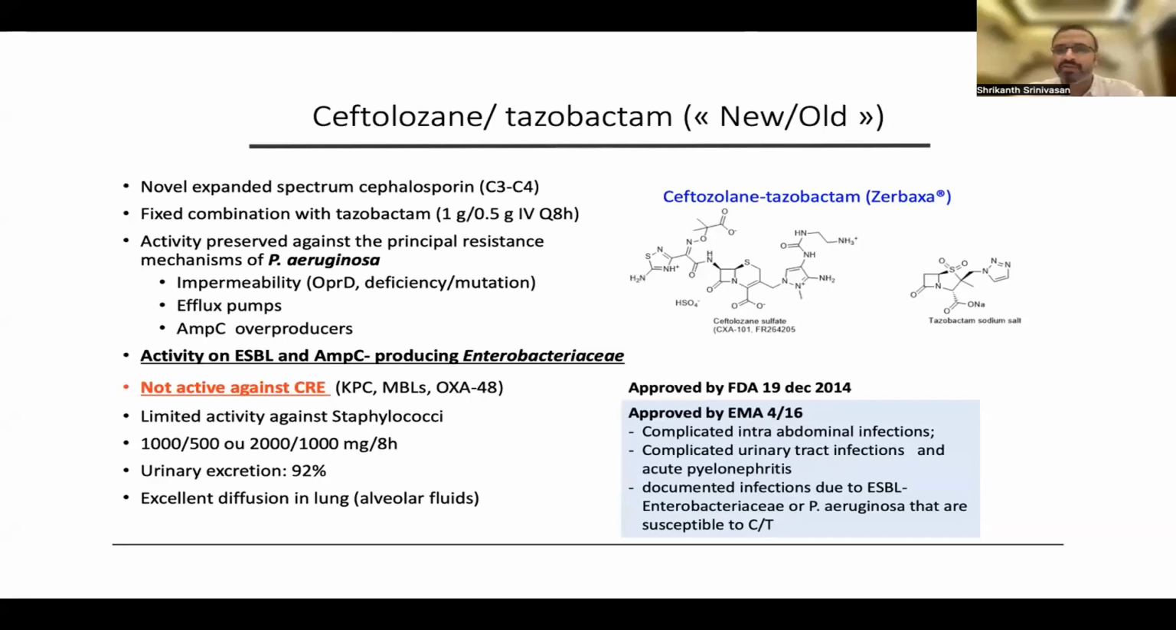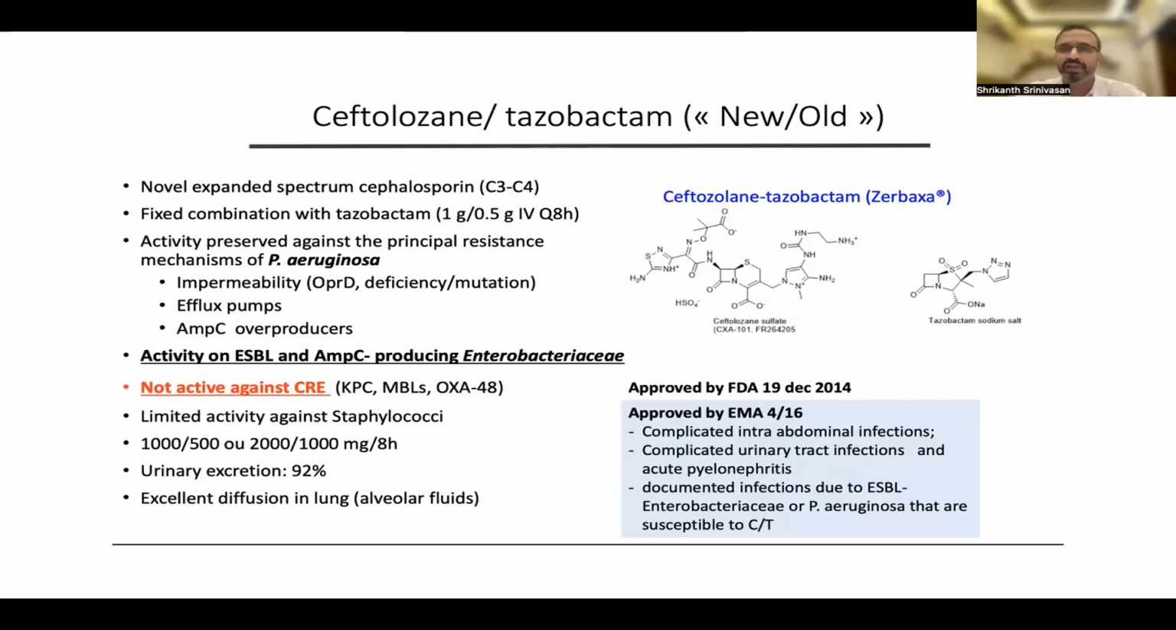The idea behind producing this drug was to increase the activity against Pseudomonas aeruginosa. So it specifically tried to counter the mechanisms of resistance against Pseudomonas aeruginosa, which was predominantly impermeability, efflux pump, or AmpC overproduction. As I told you, Pseudomonas and Acinetobacter work through these three mechanisms. So this was specifically designed to overcome this kind of resistance. So it had good activity on ESBL and AmpC producing Enterobacteriaceae, but it was not active against carbapenemase producing mutations like KPC, MBL, OXA-48.